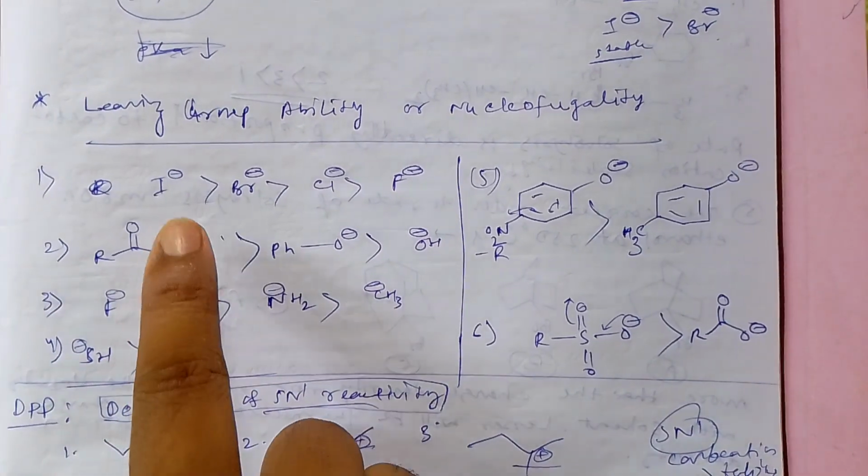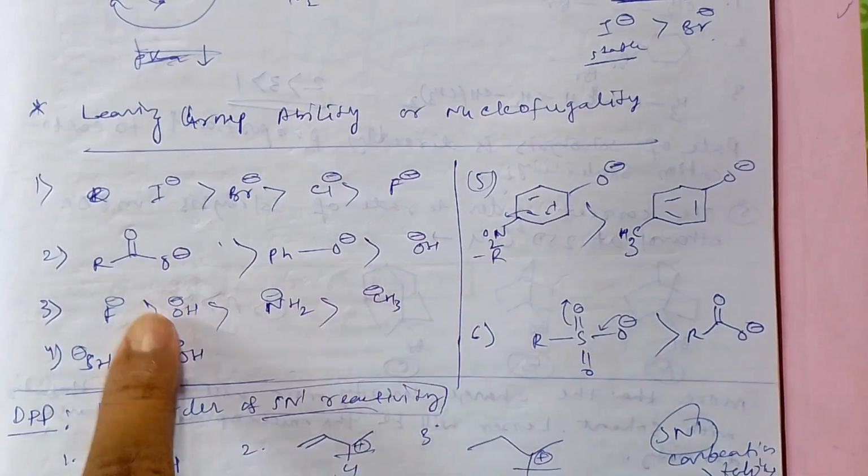These are some leaving groups: I minus, Br minus, Cl minus, F minus, and all that you can see.